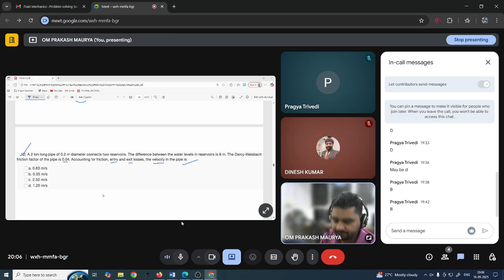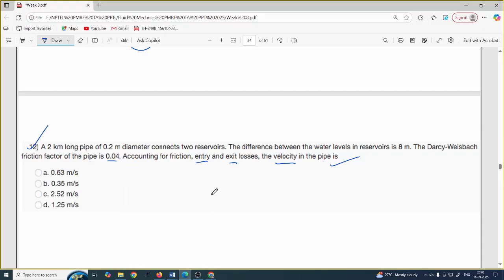Okay, let us discuss question number 12. So here you need to calculate the two losses, one is entry and another is exit. And your Darcy-Weisbach friction factor is already given, 0.04. So actually you have to calculate three losses. One is the loss due to Darcy-Weisbach, another is the loss due to the entry, and another is due to the exit.